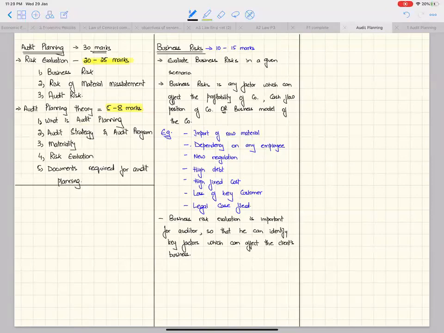They will lead to write down of inventory. So being an auditor, it is very essential to understand the business risk relating to the client. During audit planning phase, it is one of the essential phases that the auditor evaluates the business factors, the factors which can affect the business of the client in a harmful manner.